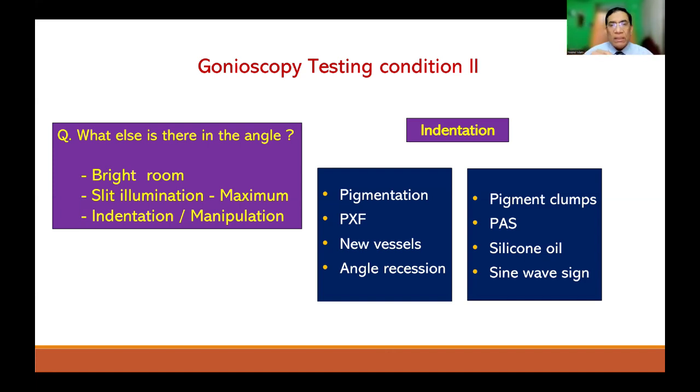And keep in mind that I can see more pigmentation in the angle, more pigmentation in the Schwalbe's line. I can see the flakes, white flakes, in pseudoexfoliation syndrome. I can see new vessels. I can see angle recession. I can see pigment dispersion in the angle. I can see peripheral anterior synechia. I can see silicone oil. I can see the iris configuration, the double hump sign, sine wave sign. So these things should be kept in mind.